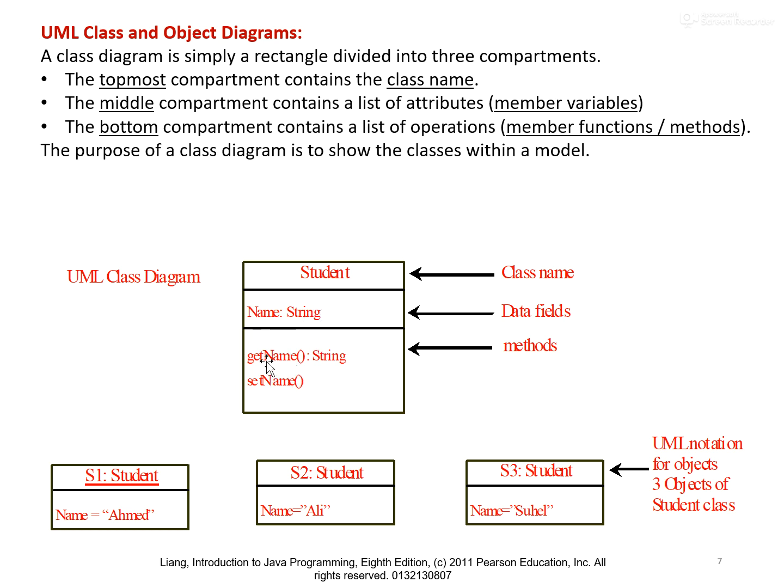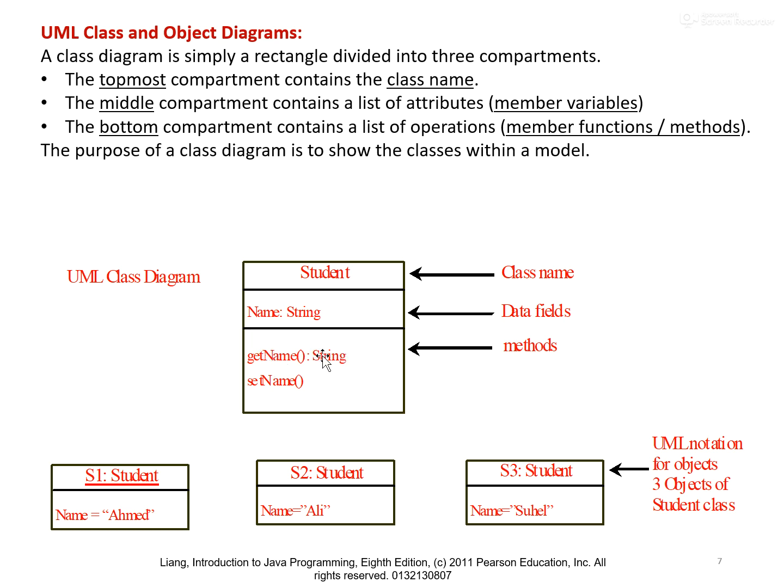And in the third compartment, the third box down here, we put the names of all the methods that are included in this student class. In this example, we have two methods, one called getName and one called setName. You can see one of these methods has a colon, after which it says string. This is the return type of this method.